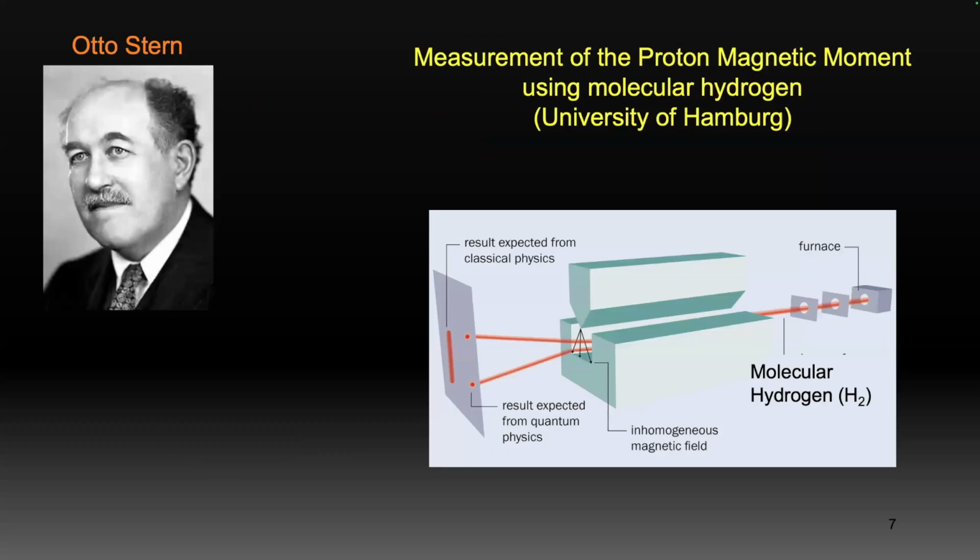And later on, it was again Otto Stern who did another molecular beam experiment, this time much more precise. And instead of using silver atoms, he used hydrogen. Hydrogen has no unpaired electrons, they're paired. So he was hoping to measure then the proton magnetic moment. So this is the experiment where he replaced the silver beam with a molecular hydrogen beam, and with this particular experiment he measured the proton magnetic moment.